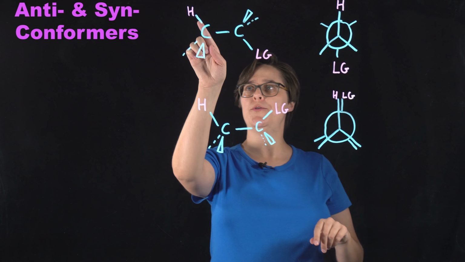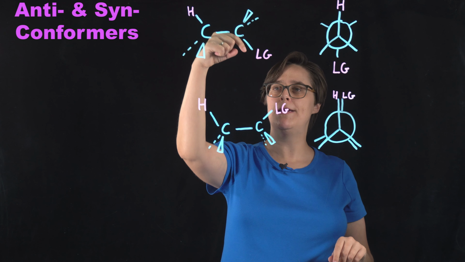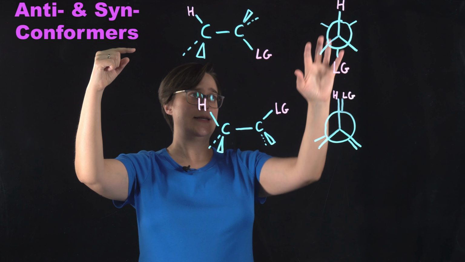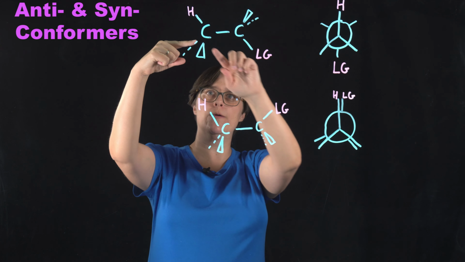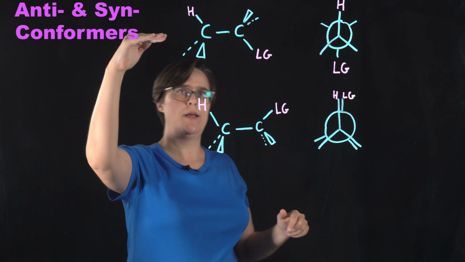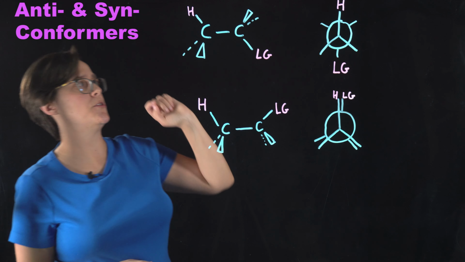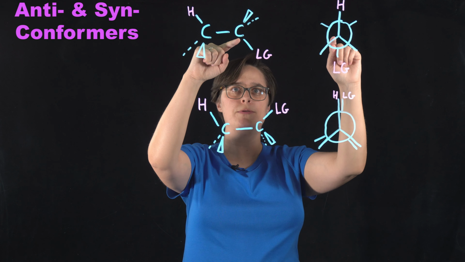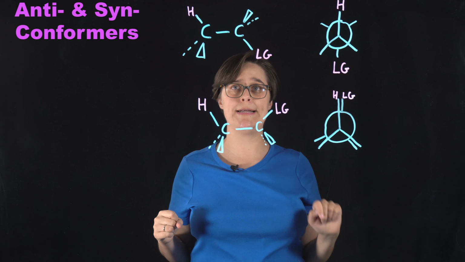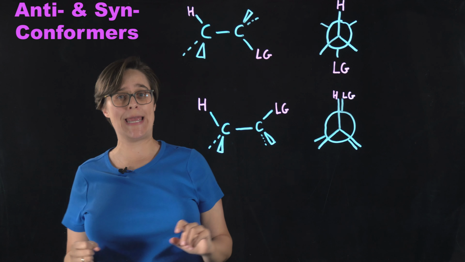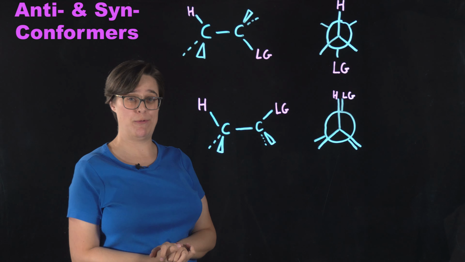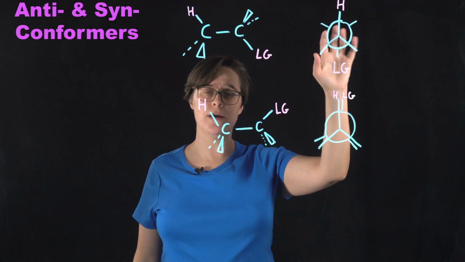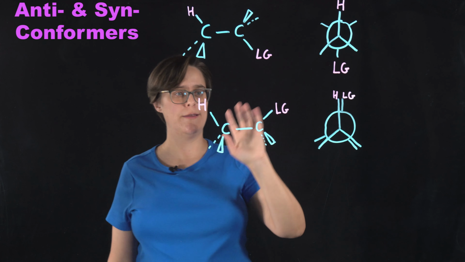Anti-periplanar is referring to when this hydrogen on the beta carbon and this leaving group are 180 degrees apart. This is a Newman projection if you are looking along this carbon-carbon bond from this direction. You see hydrogen on the front going up, leaving group on the back going down. This is called anti-periplanar. A lot of people just abbreviate it to anti, but this is one of the conformations that works. The other is this.